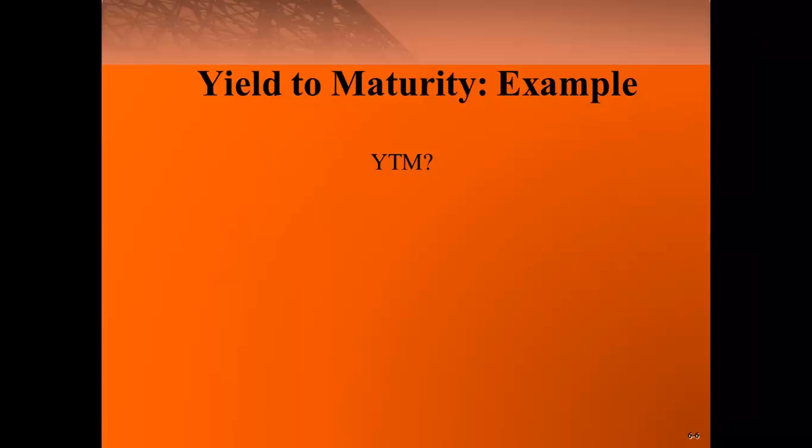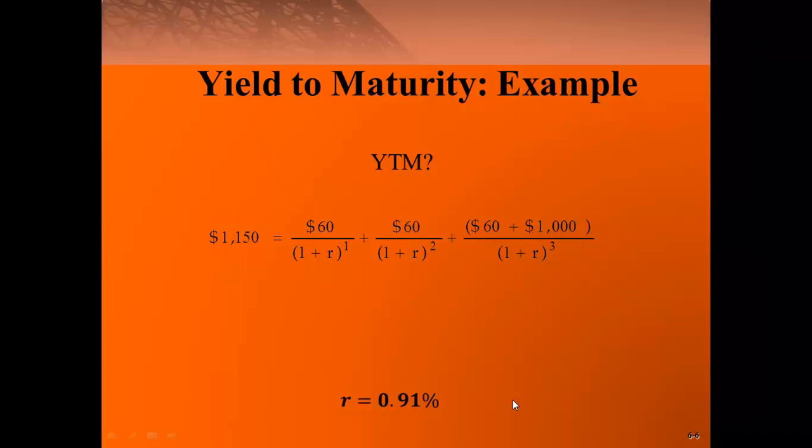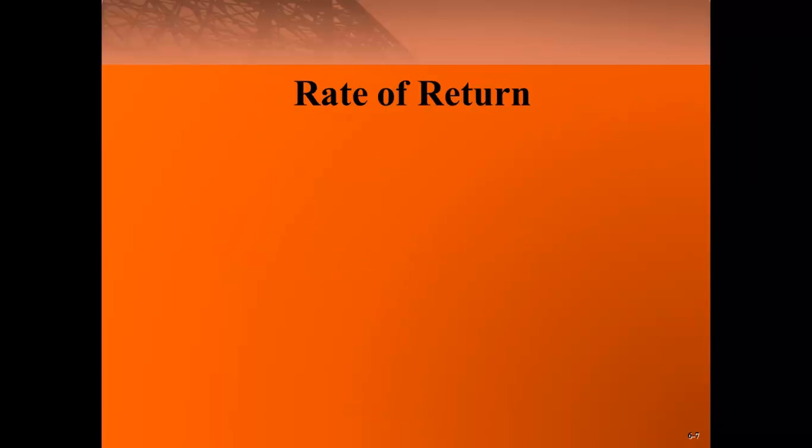Then what is the YTM, or the yield to maturity? Well, remember from the previous presentation, it is this R which is lying inside the denominator of these fractions, the same constant R, which leads us to the price of 1150. And in this case, the value of R is 0.91%. Notice how it's different from the current yield, which we saw in the previous slide.